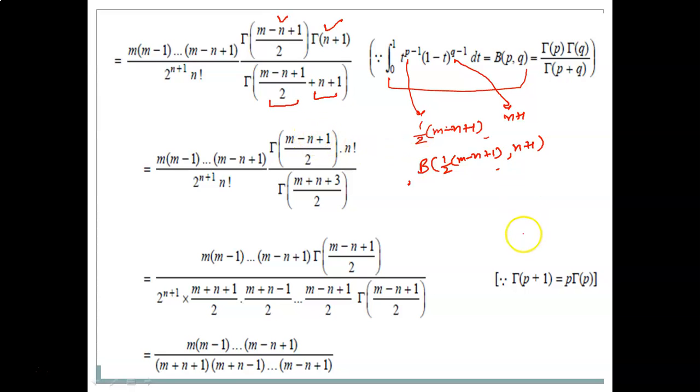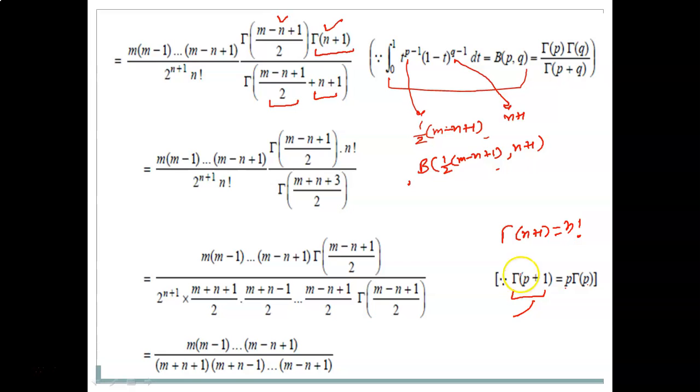Now again we have the formula that gamma of p plus 1 can be written as p into gamma p. So using this fact, gamma of n plus 1 can be written as n into gamma n. One more formula is there. When we are having gamma of n plus 1, that should come out to be n factorial. This formula can be derived from here. You repeat it again and again, and you can obtain it.